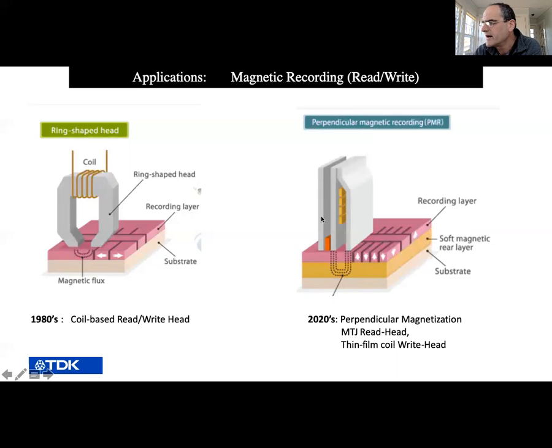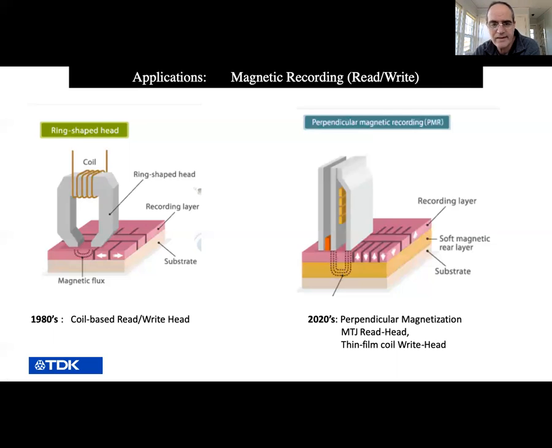Also, the read function is separated now into a separate read head. And this uses a very different technology than what we see here. Now, these are solid state devices that read the magnetization through effects like giant magnetoresistance. That was very common in the 2000s to 2010s, or now with magnetic tunnel junctions, which are completely quantum mechanical devices that are very sensitive to magnetic fields.